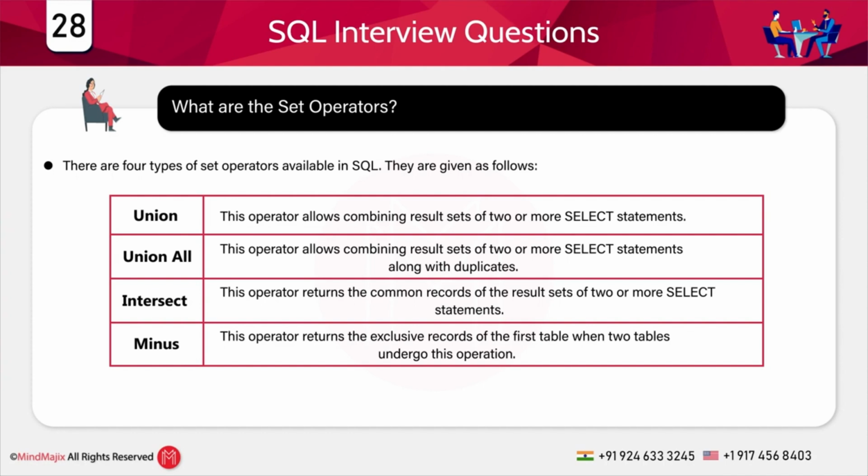Then you have the intersect. This operator returns the common records of the result sets of 2 or more select statements. And then you have the minus. This operator returns the exclusive records of the first table when the 2 tables undergo the operation.